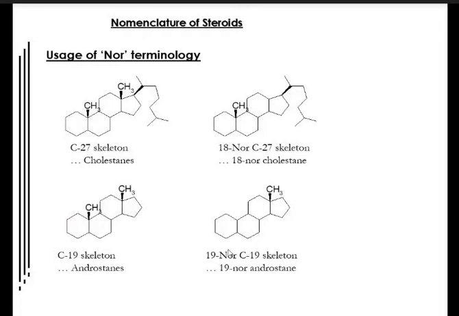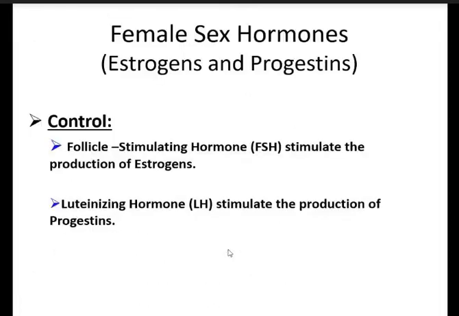Okay, now I have explained some chemistry. Then we come to the female sex hormones. They are called estrogens and progestins. Female sex hormones are controlled by follicle stimulating hormone, which stimulates the production of estrogens, and luteinizing hormone, which stimulates the production of progestins. Now this is the difference.